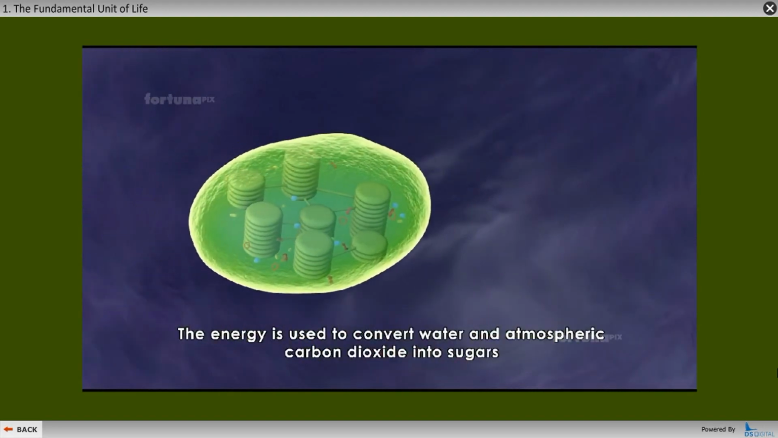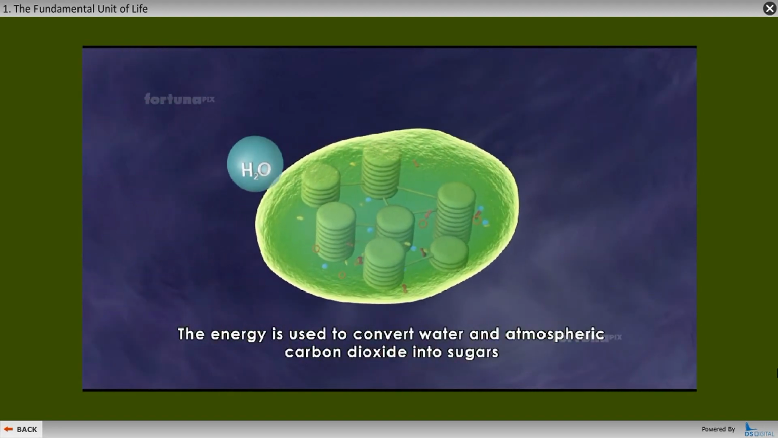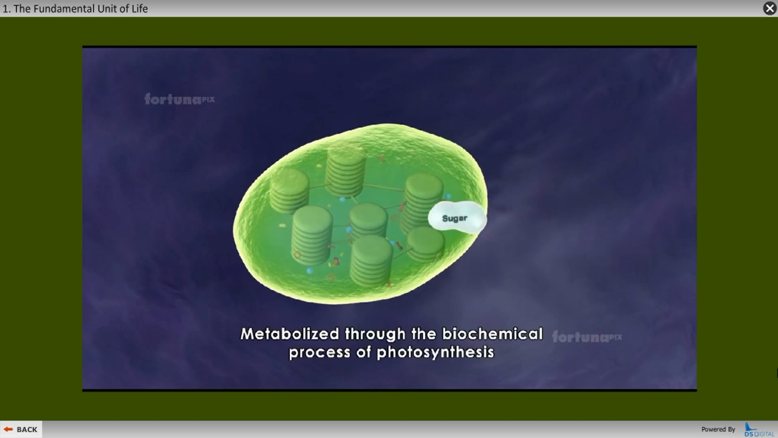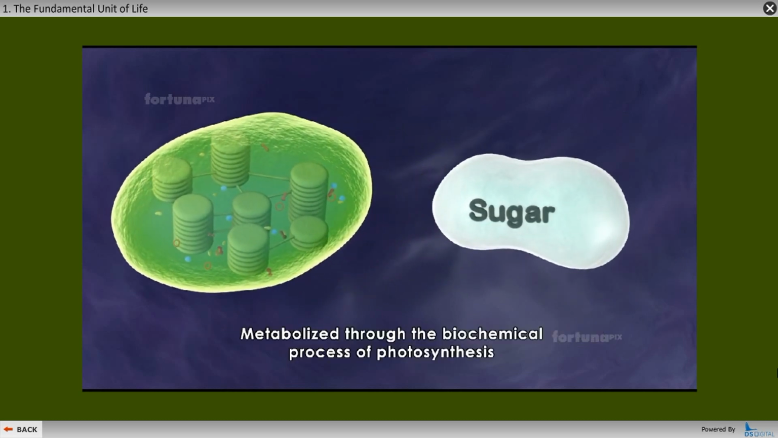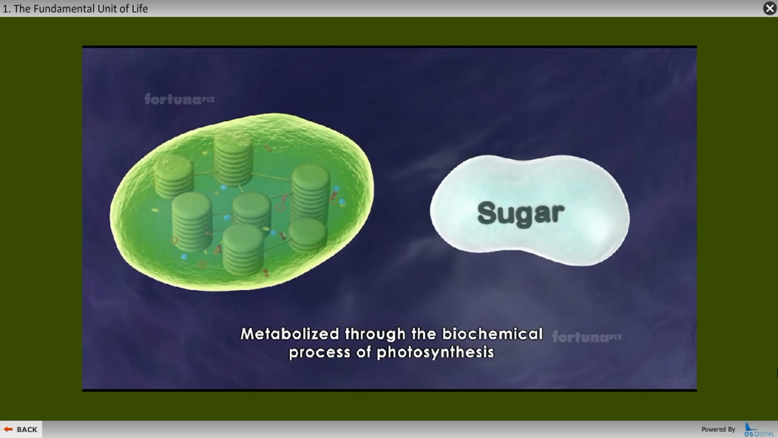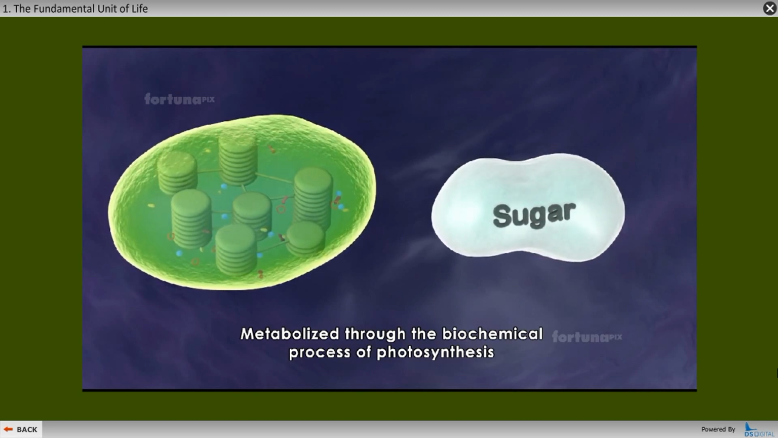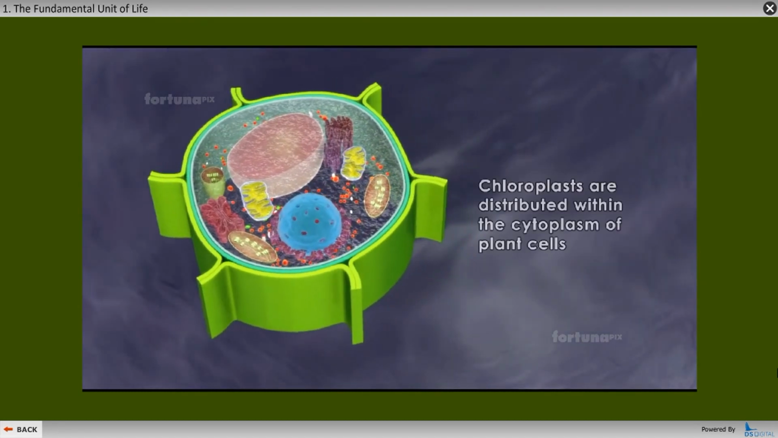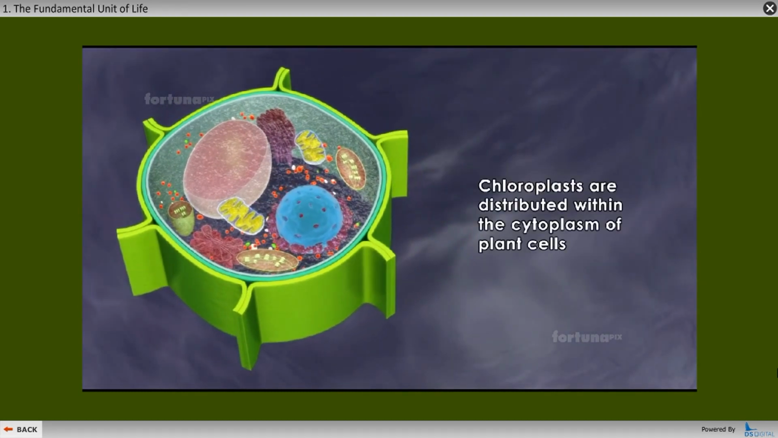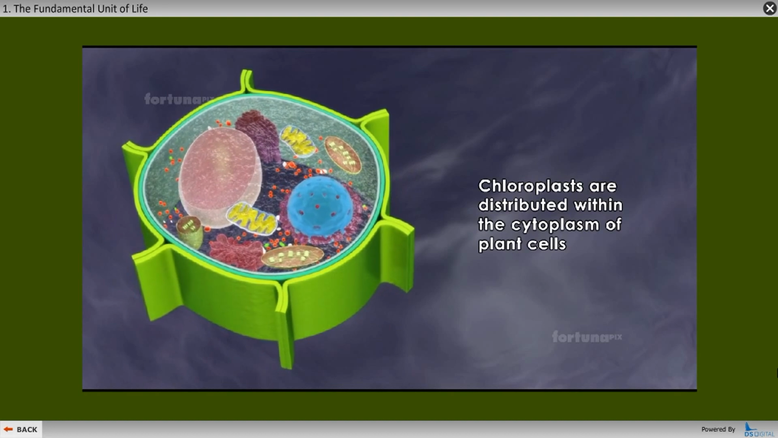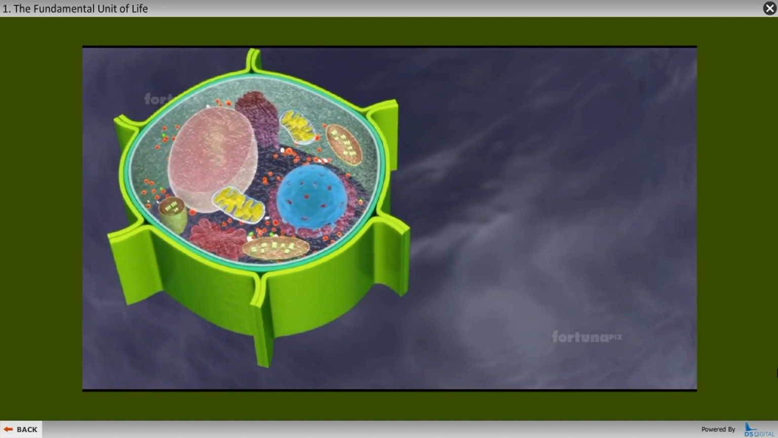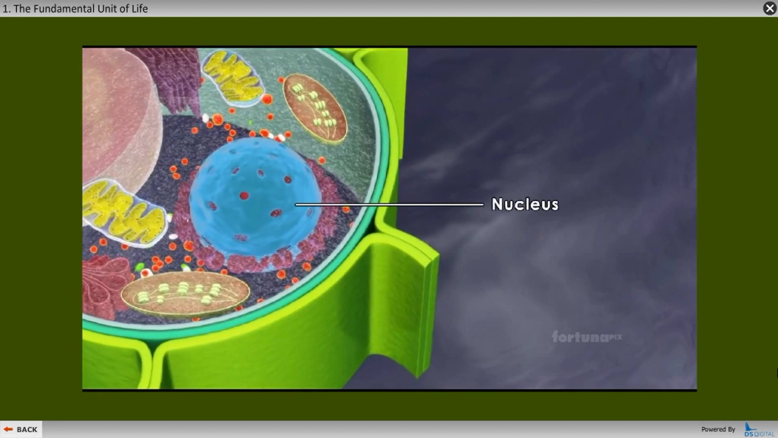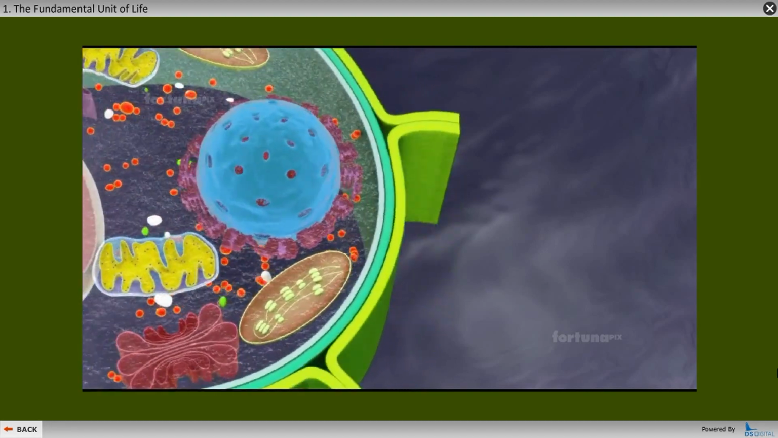This energy is used to convert water and atmospheric carbon dioxide into sugars that can be metabolized through the biochemical process of photosynthesis. Chloroplasts are distributed within the cytoplasm of plant cells. In some cells, they are concentrated around the nucleus or just beneath the cell wall.